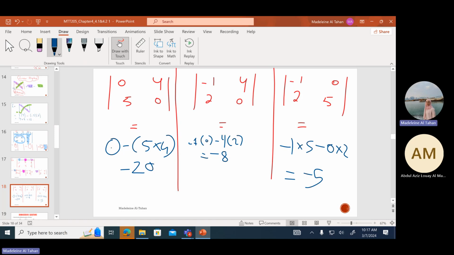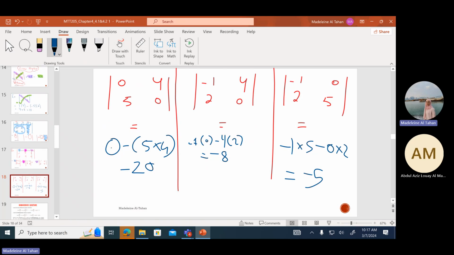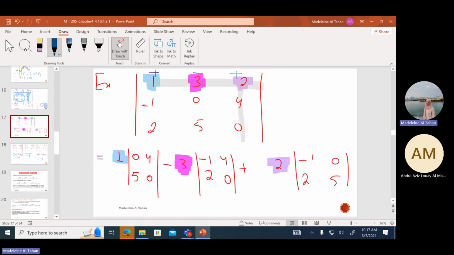Okay, then what's the next step? What do we need to do? We need to go back to this one and substitute. So what will we have here? Minus 20, minus 3, minus 8, plus 2, into negative 5. So minus 20 plus 24 is 4, minus 10 is negative 6.